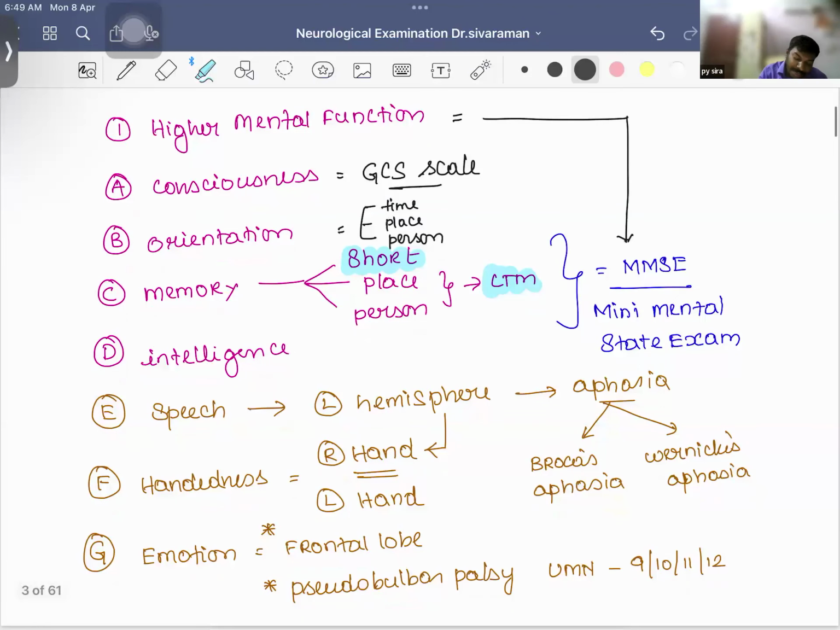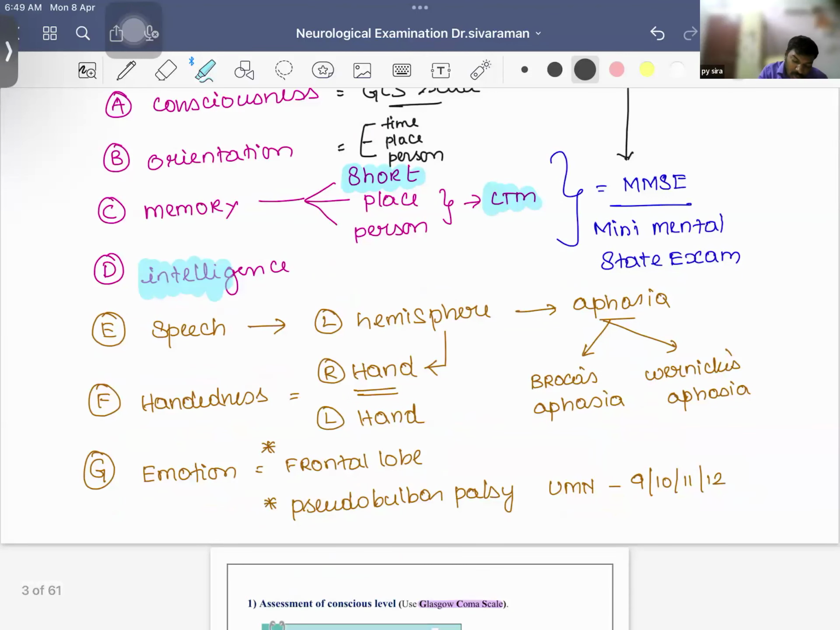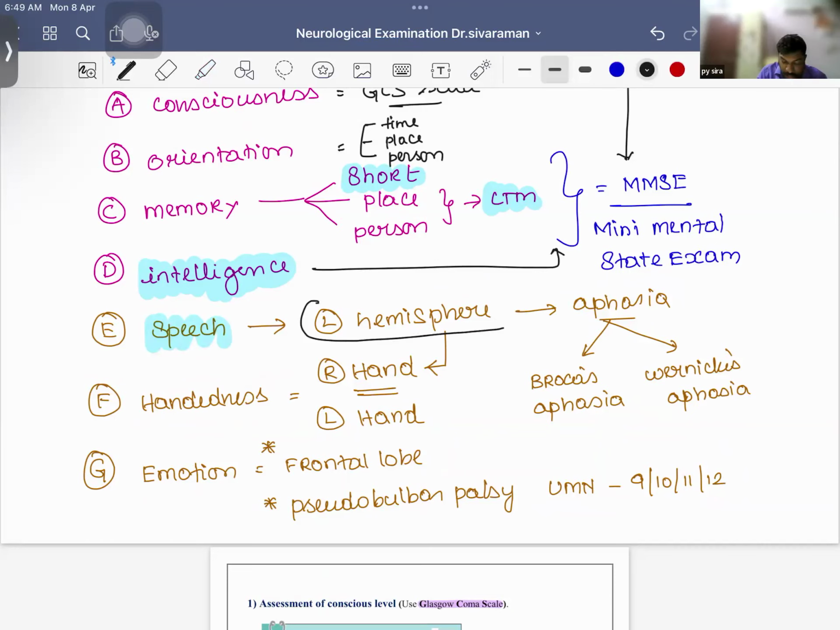Then next is intelligence. This intelligence is also covered in this mini mental state examination. Then next is speech. Whenever you speak, it is going to be the responsibility of the left hemisphere. Left hemisphere means predominantly the patient is going to be a right-handed person, and whenever there is a problem in speech, the patient having a problem in the hemisphere is going to develop aphasia.